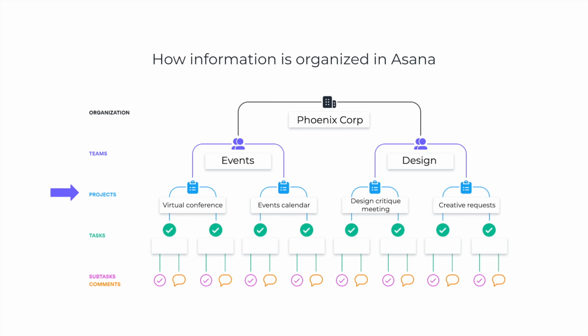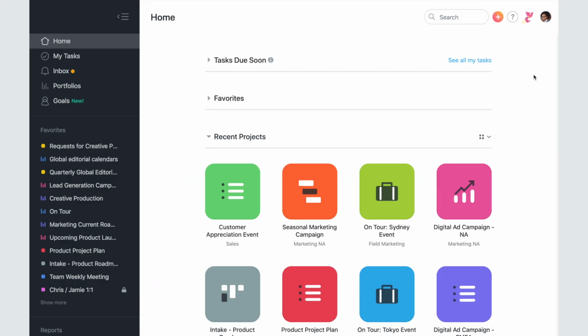Projects are stored within teams. They track the actionable steps, information, and communication needed to achieve an initiative. Projects are a great starting point for capturing work. For example, the Phoenix Events team created a project to track all the work for their upcoming virtual conference. Finally, projects are composed of tasks, the bite-sized, actionable pieces of work needed to accomplish the project. Those tasks may also include subtasks and comments. Let's see how this looks in Asana.